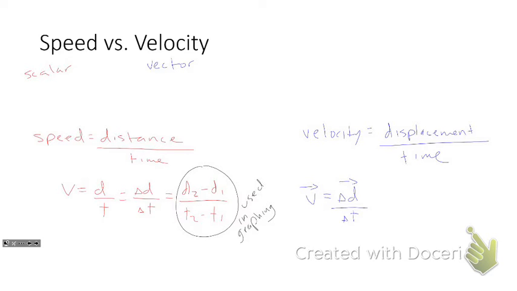And we'll talk about that in a second here. So just kind of extending what we did on the speed side, we might see velocity is equal to the second displacement minus the first displacement over T2 minus T1. Okay, so speed and velocity similar, but not the same, right? Same, but different. All right.